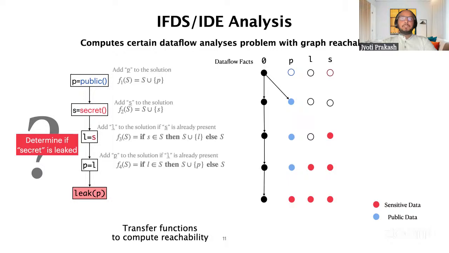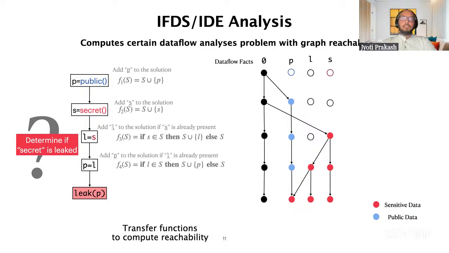So in the first phase, it will add P to the solution. Then in the next phase, it will add S to the solution. Then since S is already in the solution, it will add L to the solution. And finally, since L is also reachable from 0, we know that P is reachable too, so it adds P to the solution.